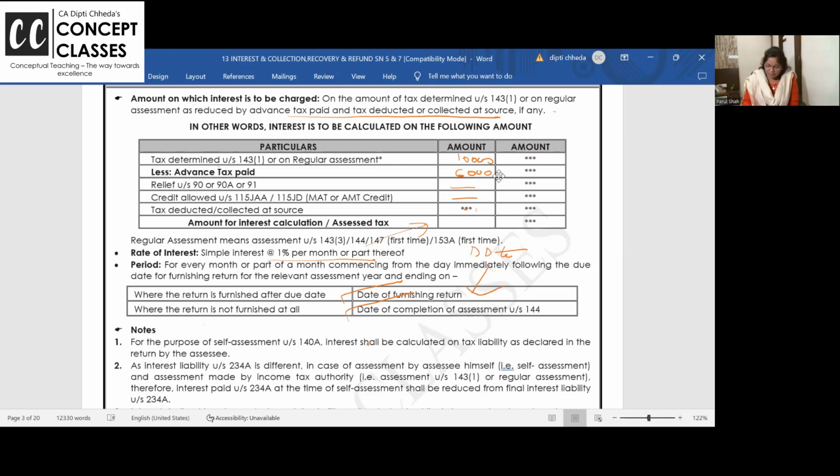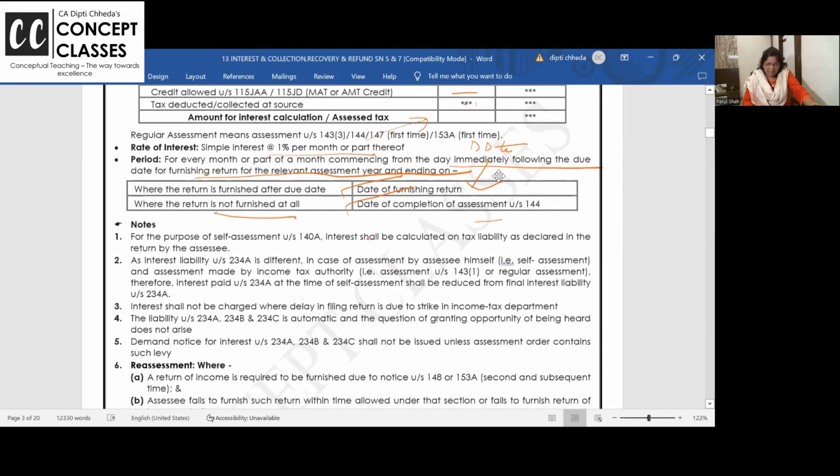Are you getting? I want all of you to write. For every month commencing from the date immediately following the due date of furnishing the return, start 234A interest from the due date of furnishing the return and end on the day of furnishing the return. Actual date of furnishing the return, late wala. You all know now you can submit the belated return only till December 22. 9 months time is only allowed. And if return is not filed, then till the time assessment is completed. Yes?